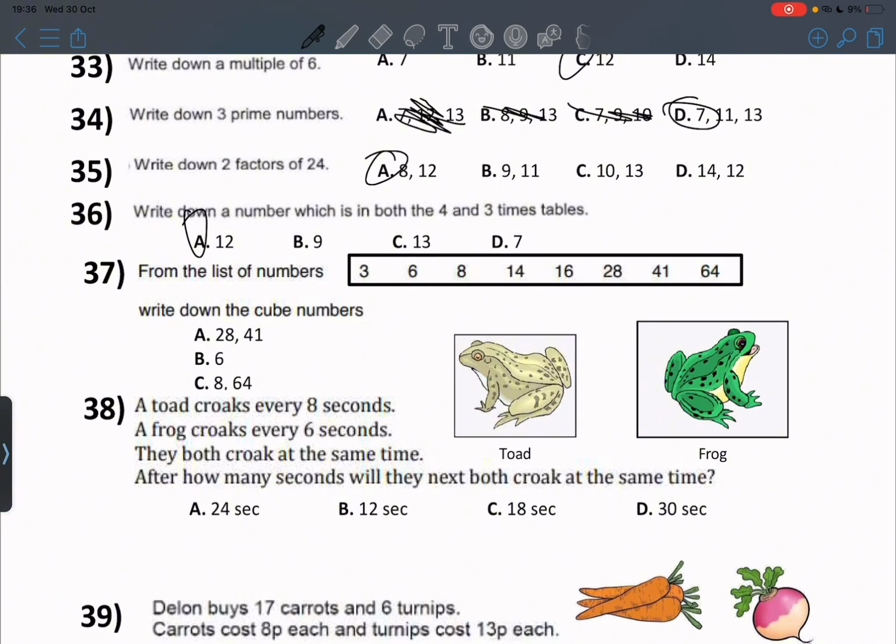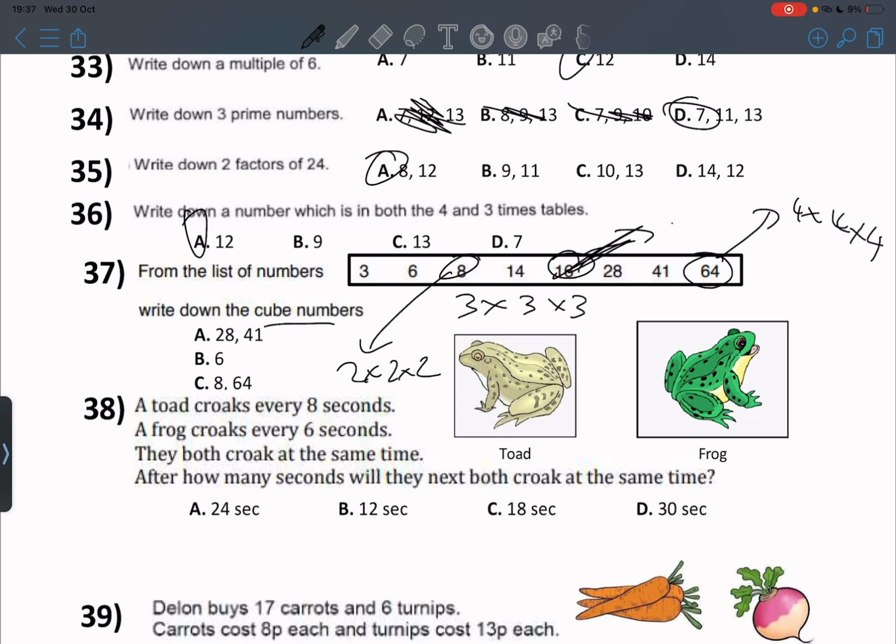From the list of numbers, for question 37, write down the cube numbers. So a cube number is any number where, again, is a cube of something. So something like this, 3 times 3 times 3. Okay, so with this one, 4 times 4 times 4 is equal to 64. And with this one, 2 times 2 times 2 is equal to 8. So option C. These are the 2 cube numbers.